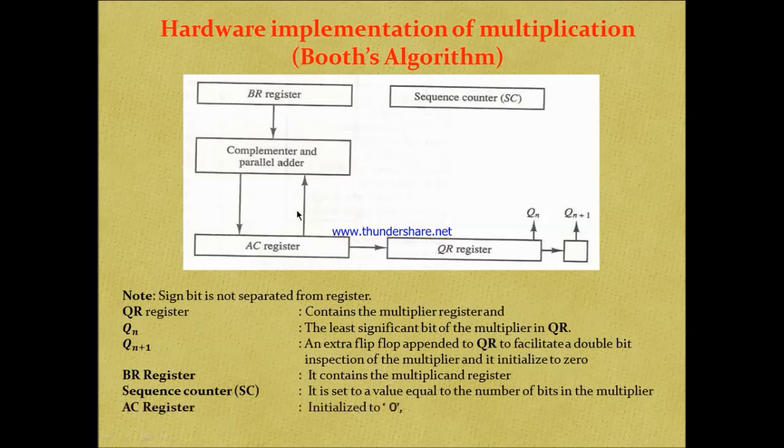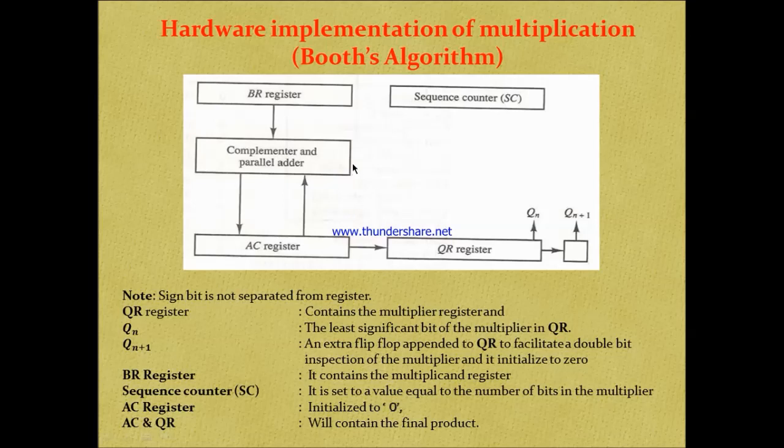And AC is one register whose bit width is equal to the QR register. This AC register is first initialized to 0. That means if it is a 4-bit register, then 0 0 0 0, and at the end the result will be in the AC and QR registers. So let's see how the operation is performed.